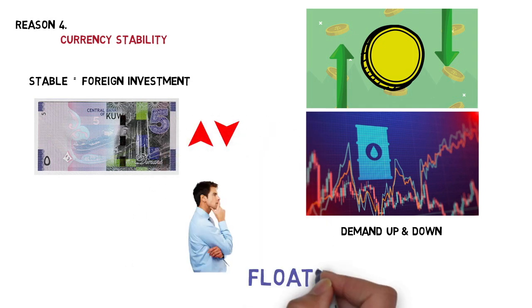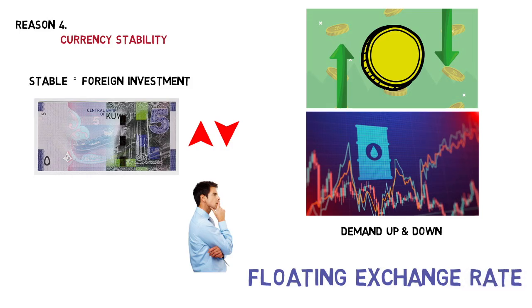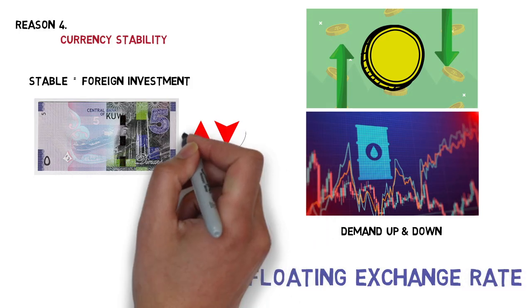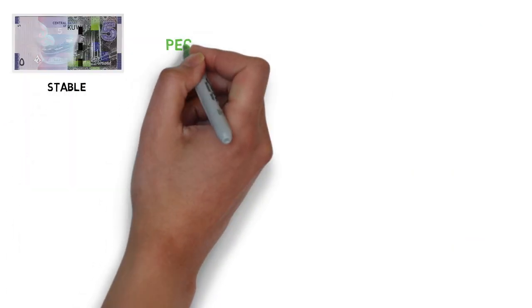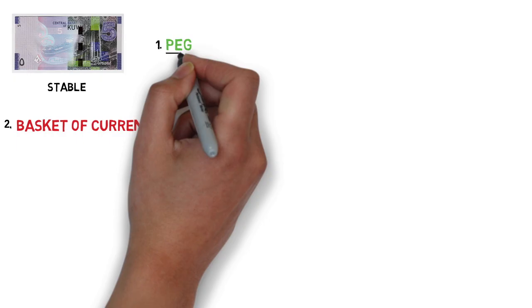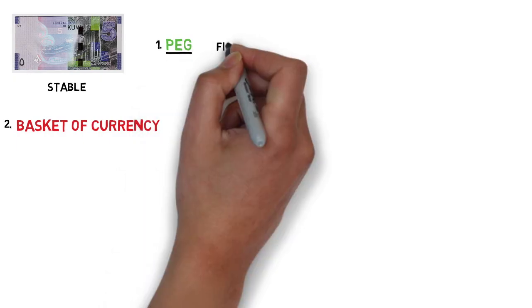This kind of system is called a floating exchange rate, where the value of a currency keeps changing based on market supply and demand. To avoid this instability, Kuwait pegged its dinar to a basket of currencies in 1975. Here, two technical terms are important: peg and basket of currencies. Pegging. Pegging means fixing your country's currency to the value of another country's currency.